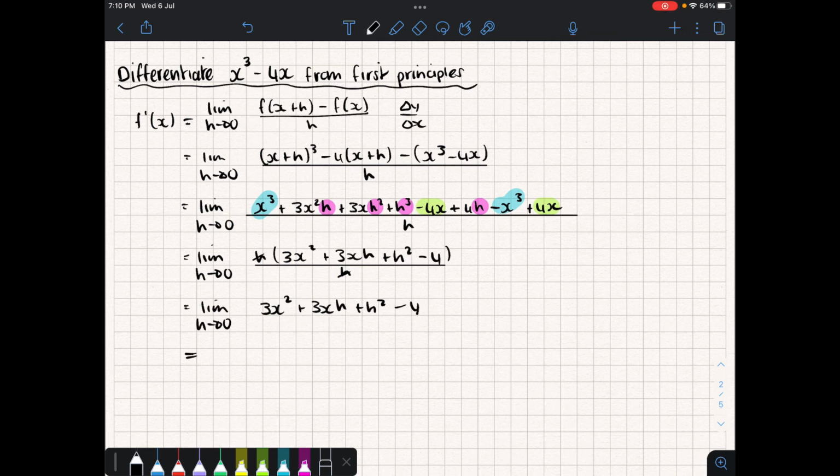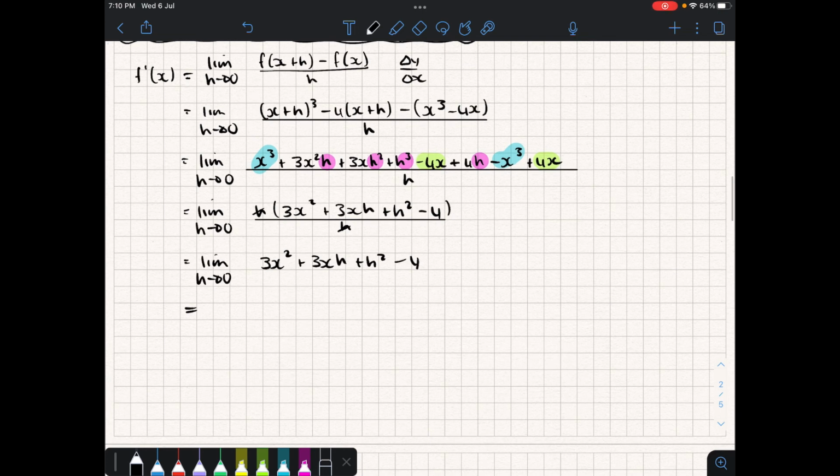So we're going to take each term one at a time, and we're going to assess what happens as h approaches 0. So in the first term we have 3x squared, and as h approaches 0, 3x squared doesn't care. It just keeps on being 3x squared. The next term we're going to look at is 3xh. As h approaches 0, h is getting closer and closer to 0, to a point where h is so small that it becomes 0, and anything multiplied by 0 is 0. So as h approaches 0, 3x times h also becomes 0.